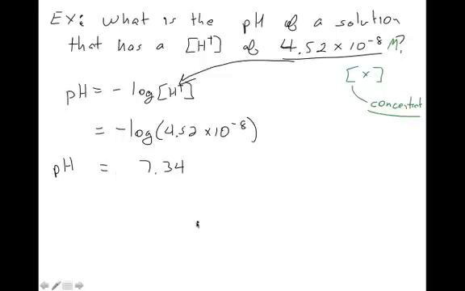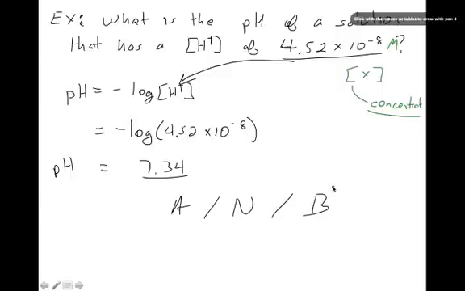So if our pH is 7.34, a question I might ask you is: is this an acid solution, a neutral solution, or a basic solution? You ought to be able to figure that out pretty quickly and easily once you know the pH. pHs that are greater than 7 are going to be basic solutions. And so this would be a basic solution. That's how you do a simple pH problem.